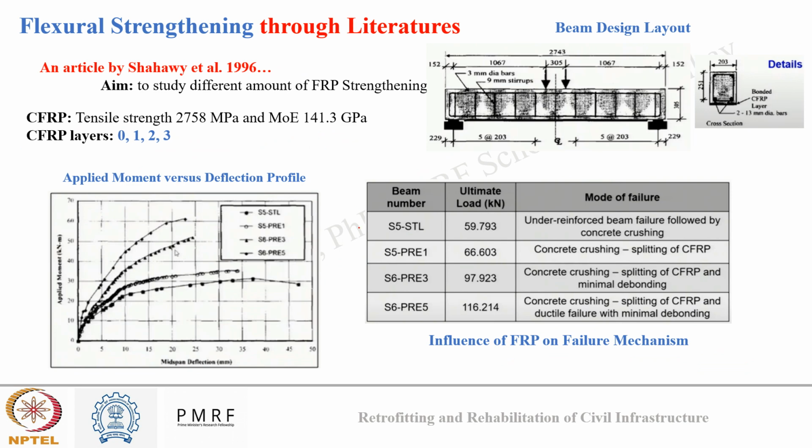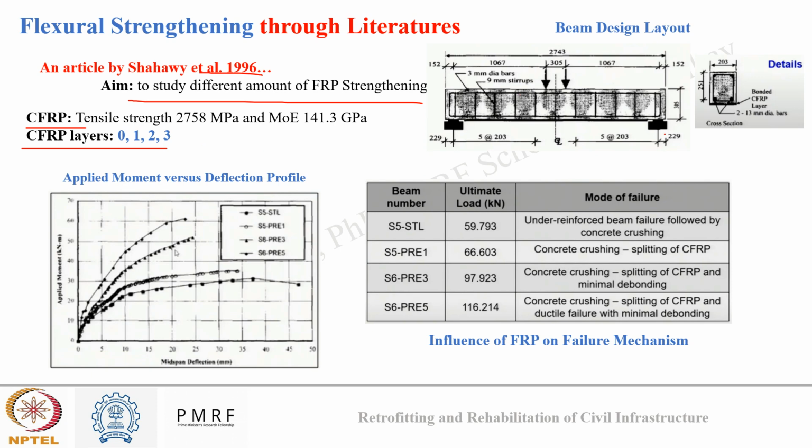Now this is the third article, which was published in 1996. The aim of this article was to study different amounts of FRP strengthening. So again, like we saw in the last article, they used CFRP as a sheet, and they used CFRP in different layers. So 0 layers, 1 layer, 2 layers, and 3 layers they placed. So this was their beam design.